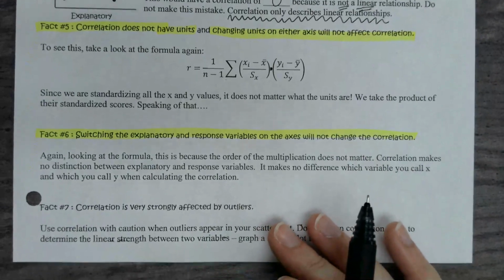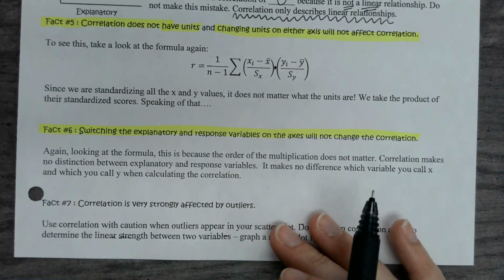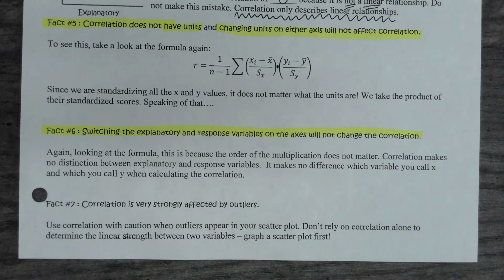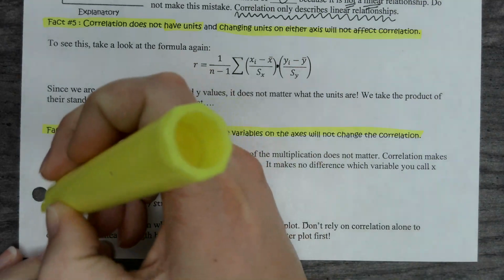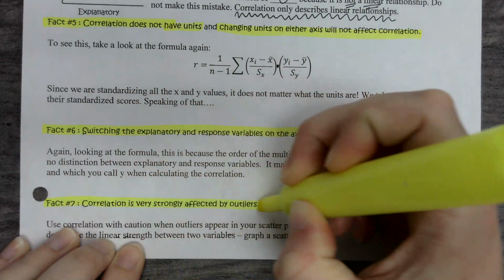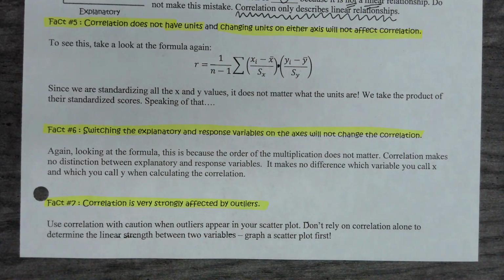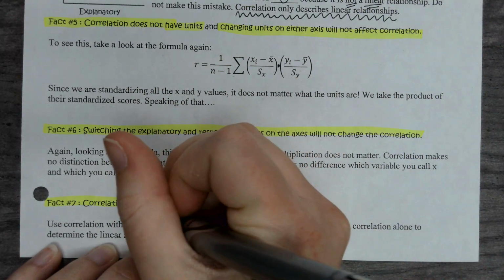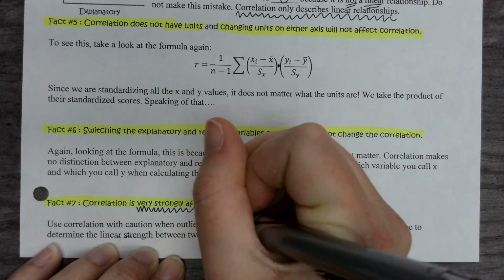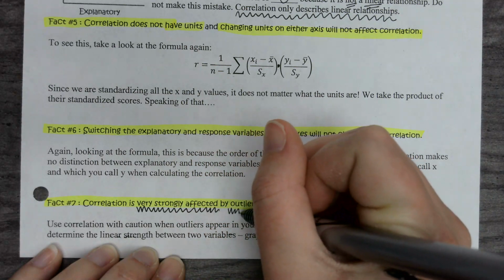The last thing that I want to discuss is this. If you have outliers, you need to be very careful about how you're utilizing your correlation coefficient because it is very strongly affected by outliers.